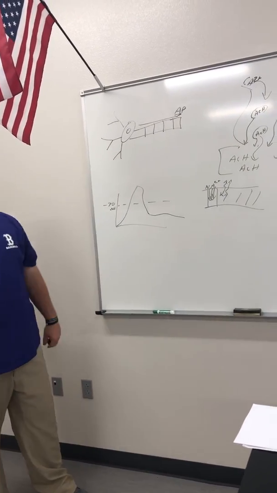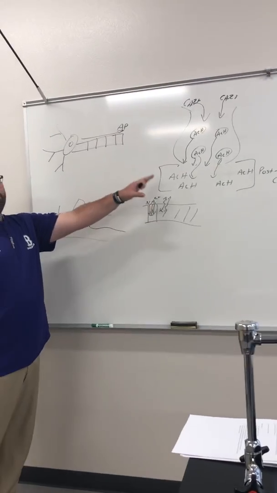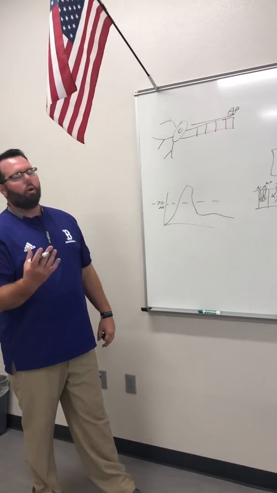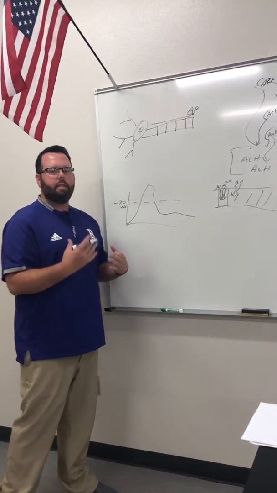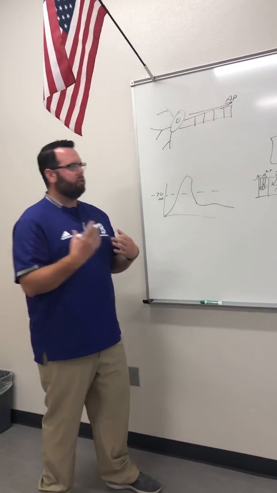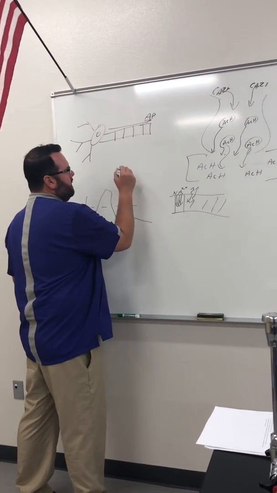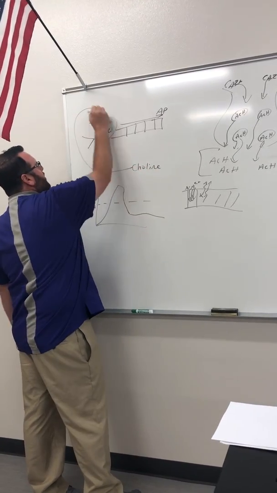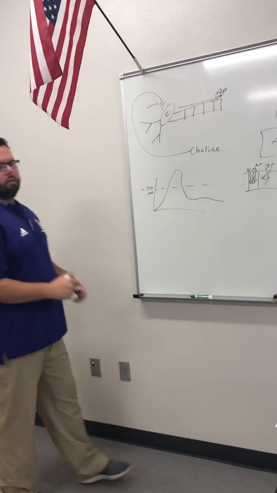Now, let's go back to this remaining ACh. Not all of this acetylcholine is going to be used. The leftover acetylcholine is going to be broken down by a specific enzyme called acetylcholinesterase. It's going to be broken down into choline. Choline is then going to be recycled back into the neuron, and that is how neuromuscular junction works.